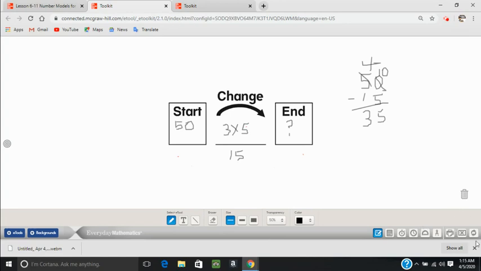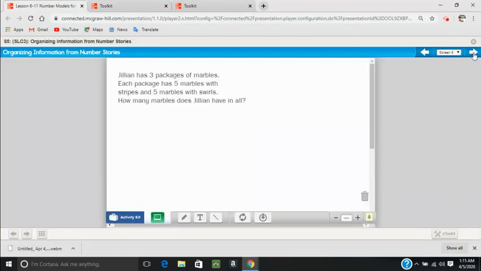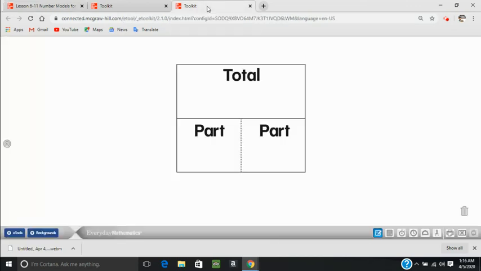35 cents. The last one we have in this section says Julian has 3 packages of marbles. Each pack has 5 marbles with stripes and 5 marbles with swirls. How many marbles does Julian have in all? To find this one, I'm going to use the part total. Let's take a look.